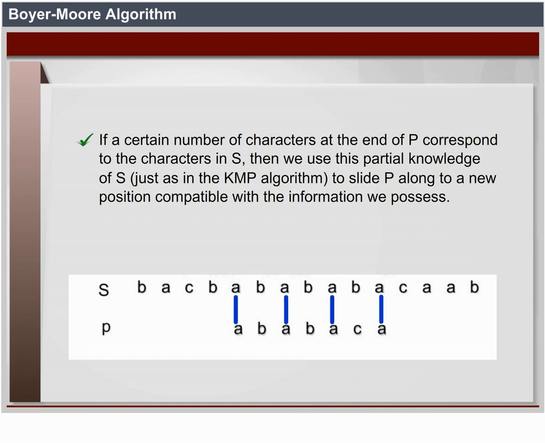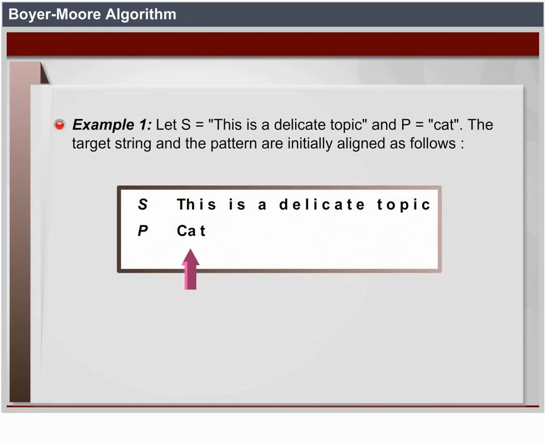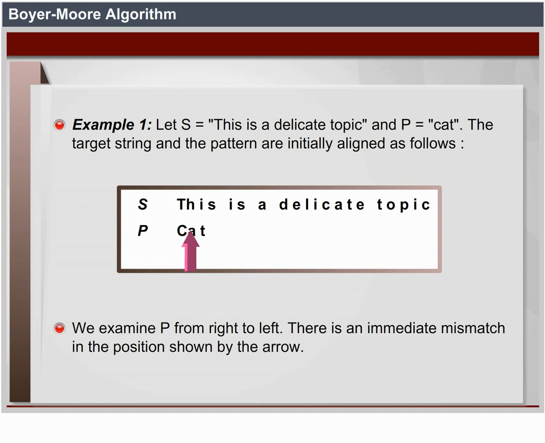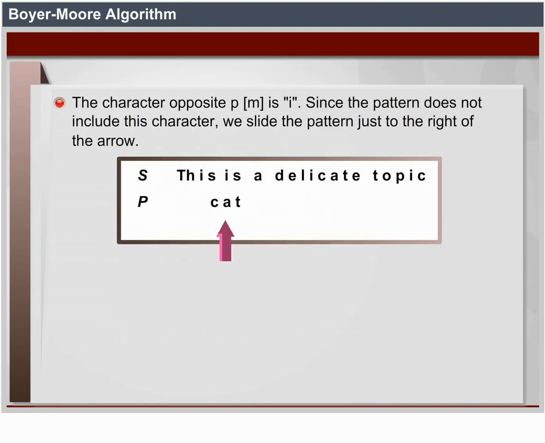Example 1. Let S contain the string "This is a delicate topic," and P contain the string "cat". The target string and the pattern are initially aligned as follows. We examine P from right to left. There is an immediate mismatch in the position shown by the arrow. The character opposite P of m is i. Since the pattern does not include this character, we slide the pattern just to the right of the arrow.